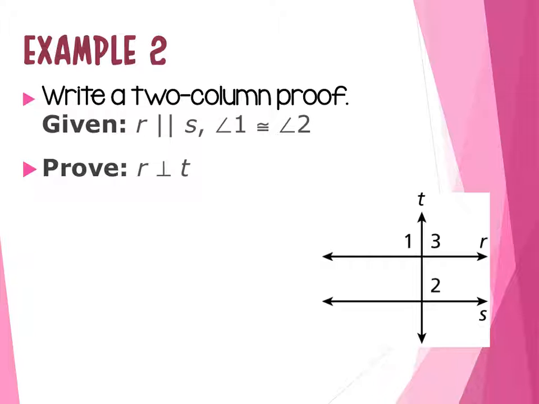All right, example 2 says, write a 2-column proof to prove that R is perpendicular to T. So we're going to do this together. Label what they gave you. So R is parallel to S, means that this line is parallel to this line. Really ugly arrows, but you get the point. Okay? And angle 1 equals angle 2.